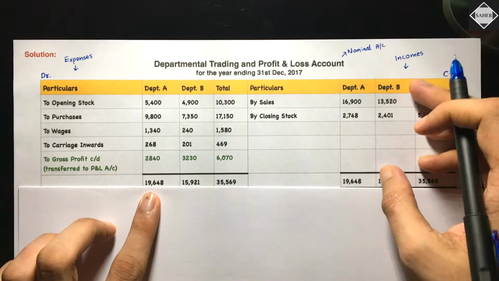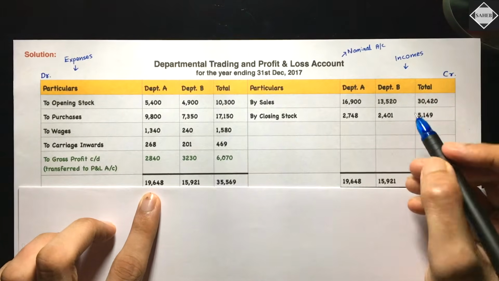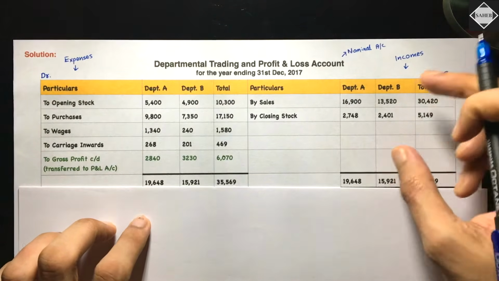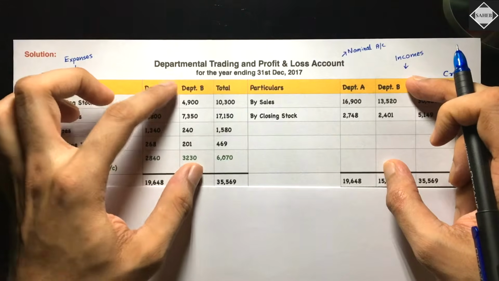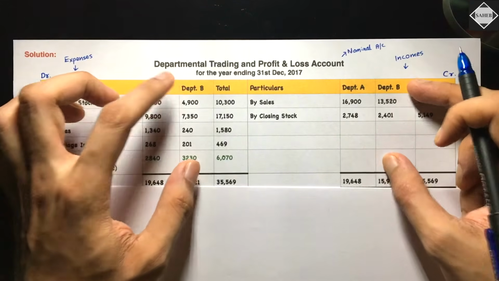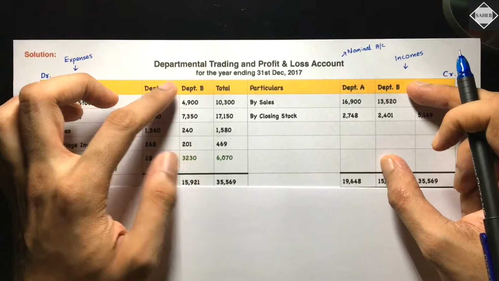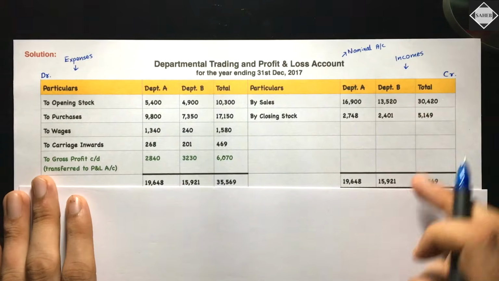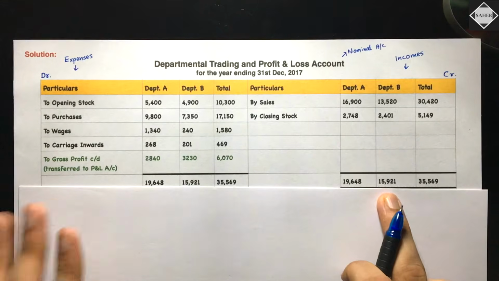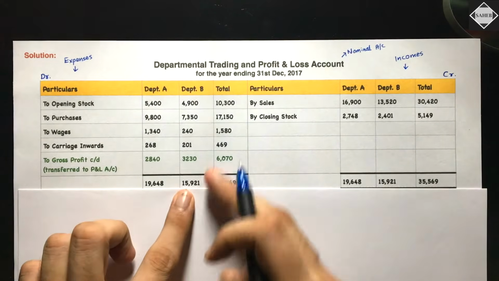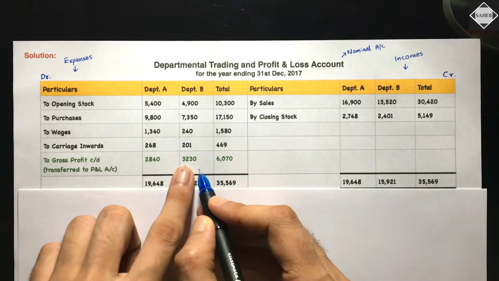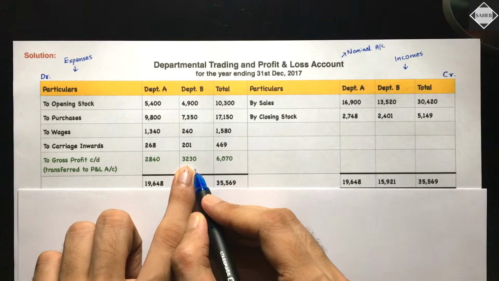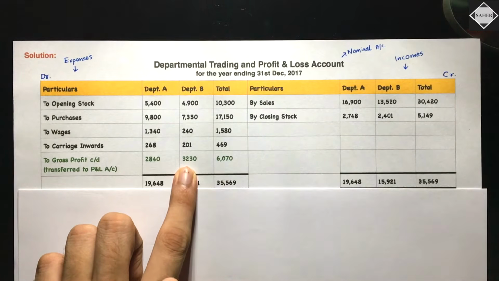Then you have to check for department B. In department B, what is happening? The same case. Yeah, the credit side is bigger than the debit side. Like this, individually you have to calculate. Don't do total calculation, you will mess up. 13,520 plus 2,401 rupees, that's equal to 15,921. Take it on both sides and then just go on subtracting. You will get the gross profit, that is 3,230. Is that clear? Individually we have calculated the profit.